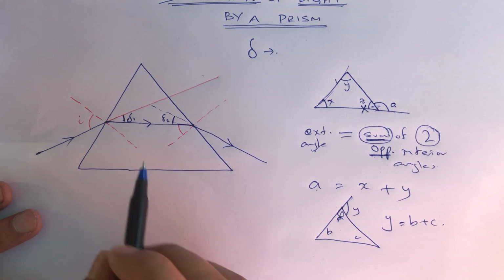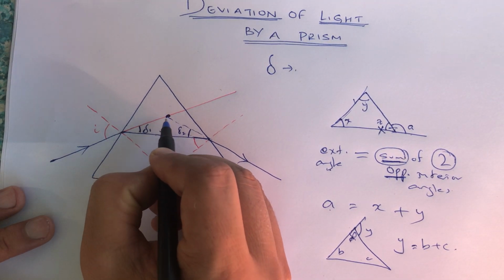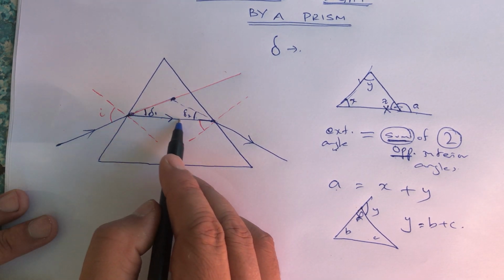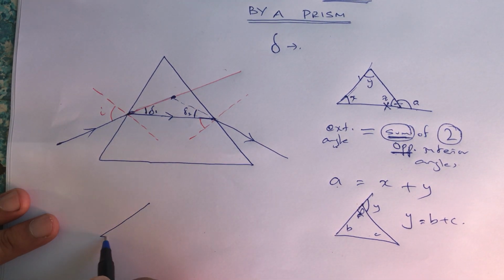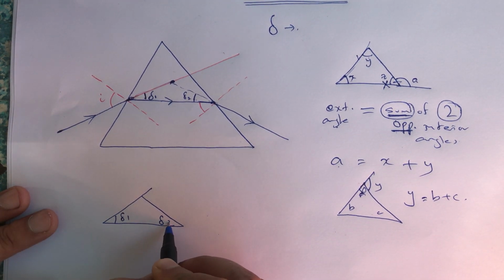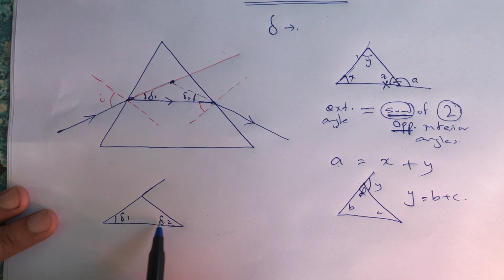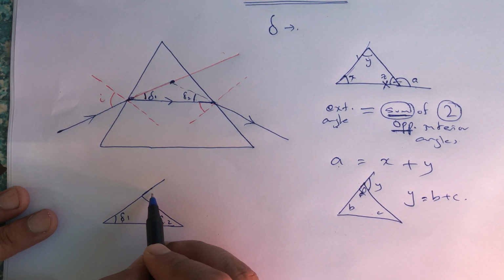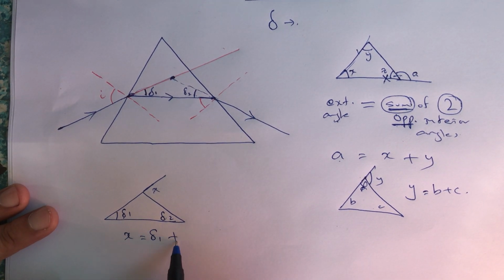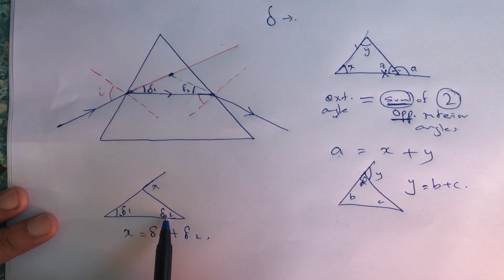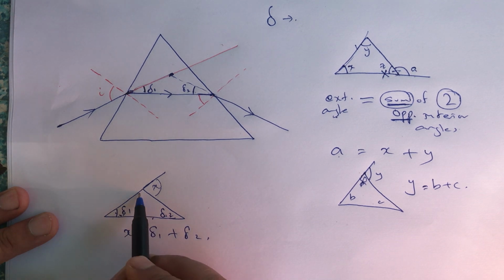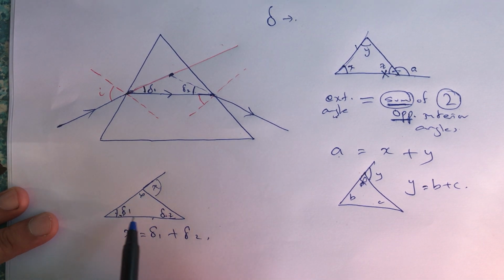So now if you look only at this triangle, if I make only this particular triangle roughly, it looks like this, and this is del 1, this is del 2. Supposing this is x, what will x be equal to? x will be equal to del 1 plus del 2. So these two together will be equal to this. The exterior angle is equal to the sum of the two opposite interior angles, because I will not take this, I'll have to take the other two angles.